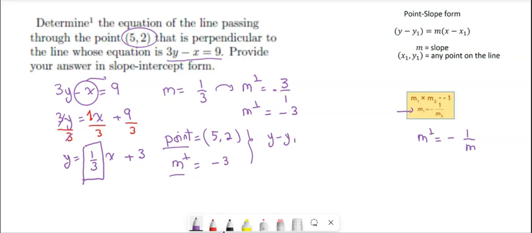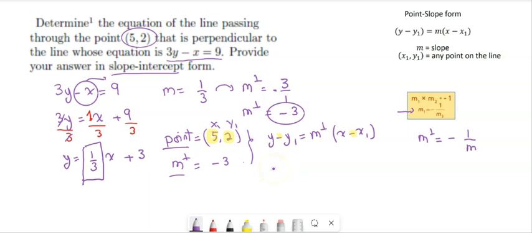y minus y1 equals m perpendicular, in this case, that's what I'm using, times x minus x1. So x1 and y1 are 5 and 2, so I'm gonna plug them in. And again, remember that I have a minus sign incorporated in the formula, so I just have to flip the signs of these. So plugging in the coordinates, this is going to be y minus 2 equals minus 3 times x minus 5.